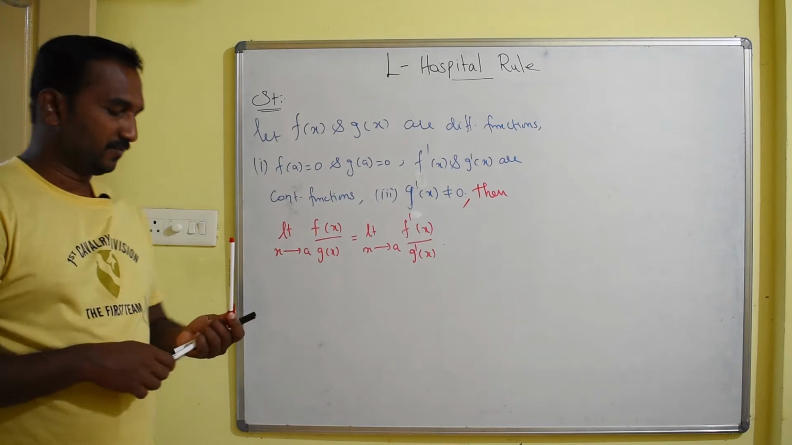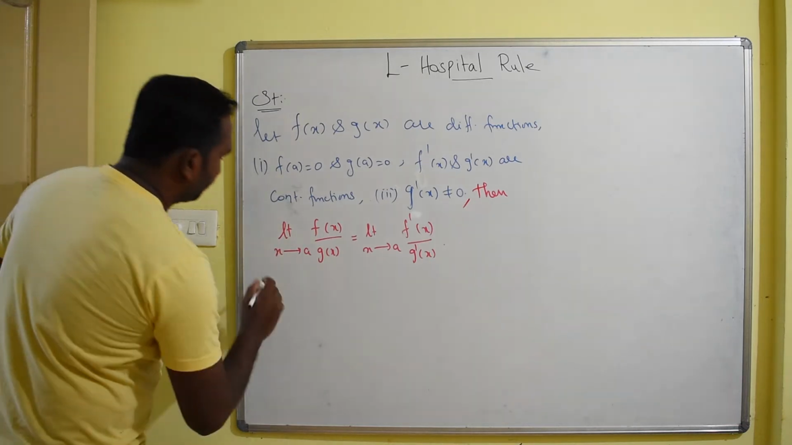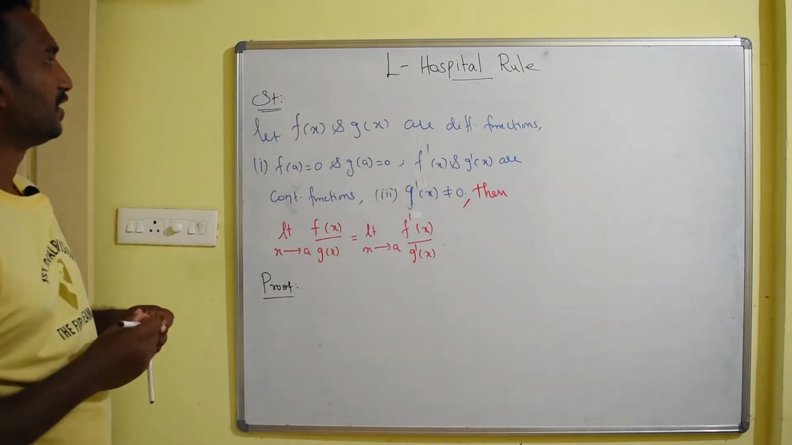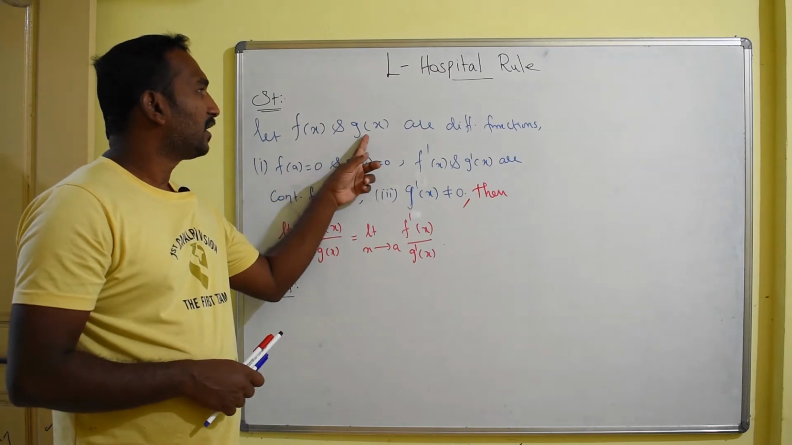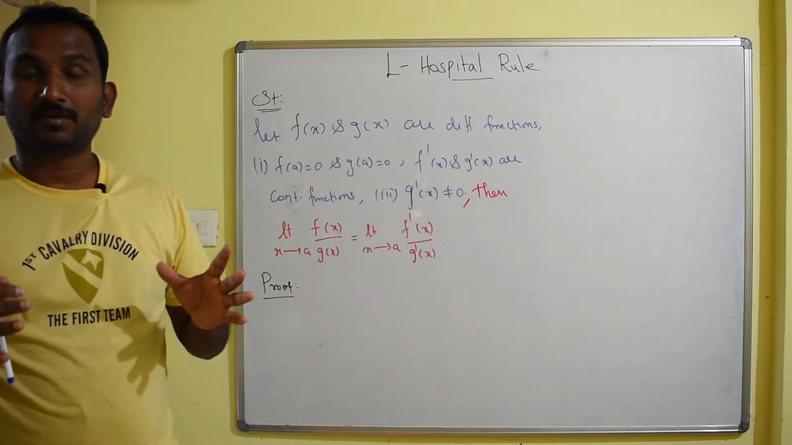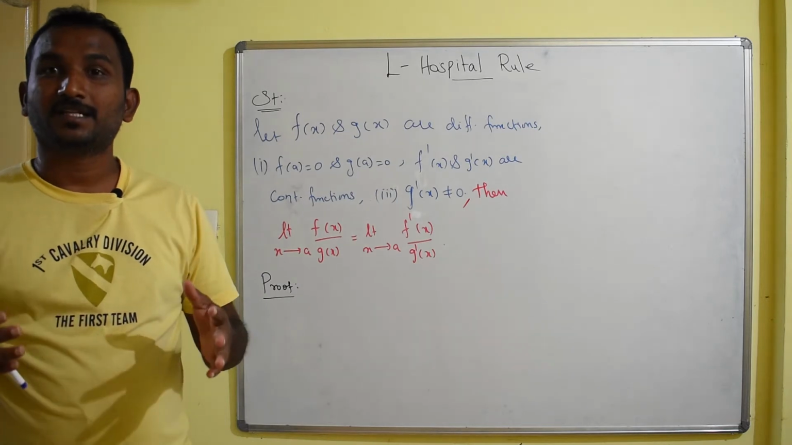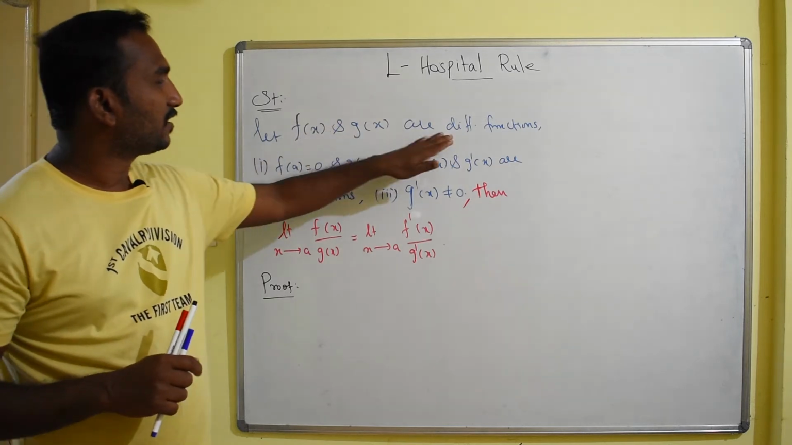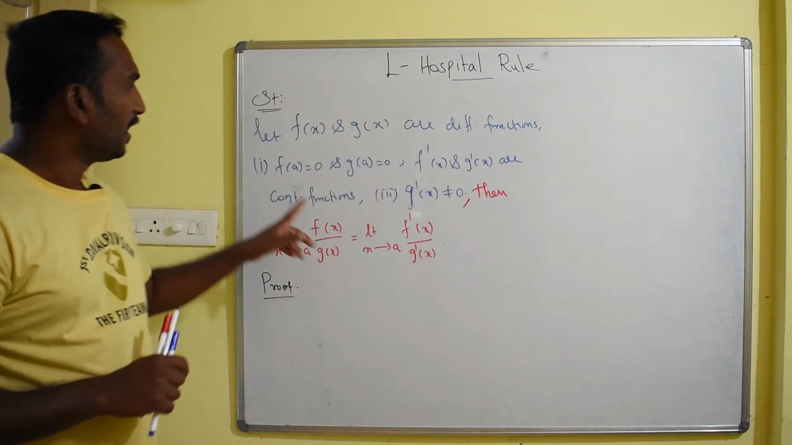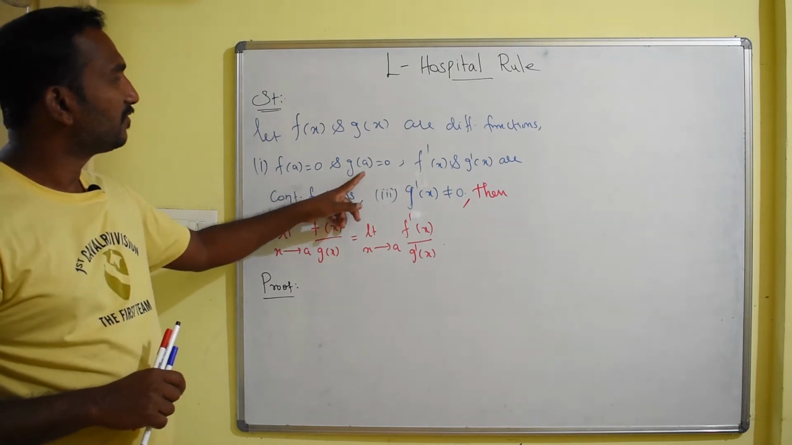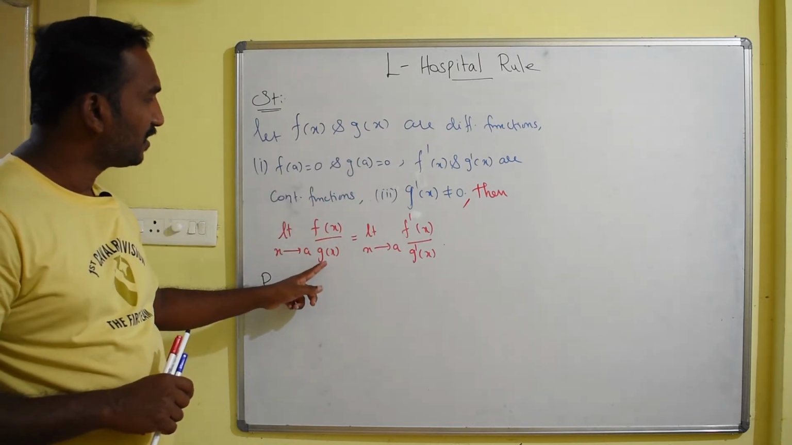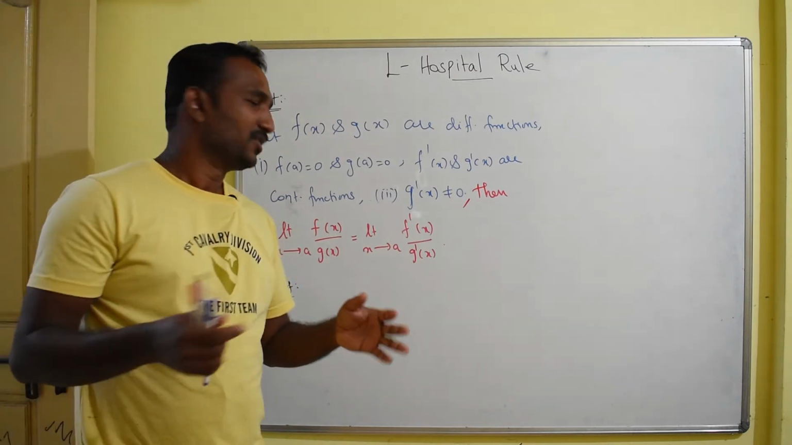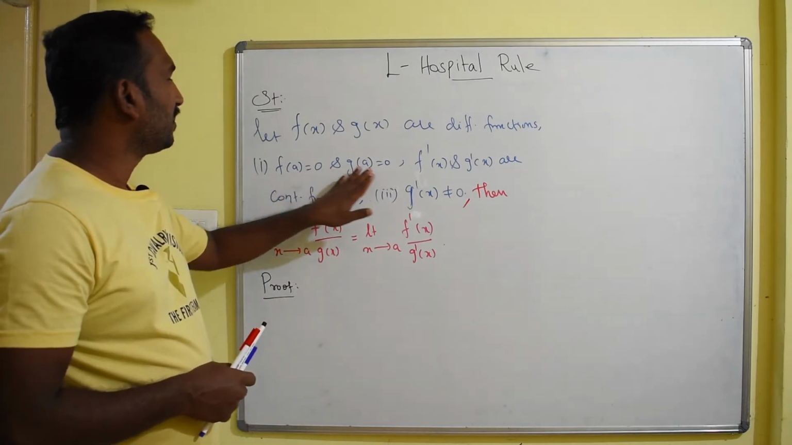So how to prove this? The very first thing here, f of x and g of x are differentiable functions. We know if the function is differentiable, then it should be a continuous function. So the functions f of x and g of x are differentiable, therefore they should be continuous. And then I'm going to consider f of a equal to 0, g of a equal to 0. Why? Because if I substitute here, it will become 0 by 0 form. Then we can say that obviously it is an indeterminate form.